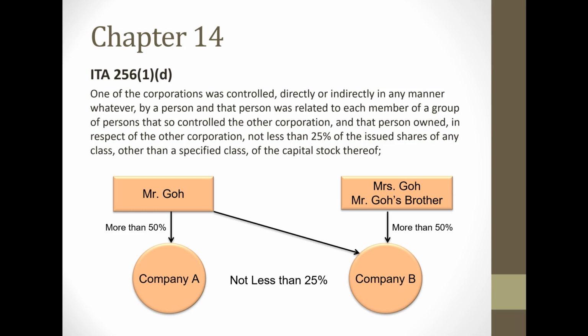Now this group is also related to Mr. Go. Mr. Go is related to Mrs. Go. Mr. Go is also related to his brother. So he's related to each member of a group that controls Company B. Now, in addition to that, the cross ownership test must be met. And so in this example, as long as Mr. Go owns not less than 25% of Company B, then Company A and Company B are considered associated. So once again, that cross ownership test must be met in order for the companies to be considered associated.